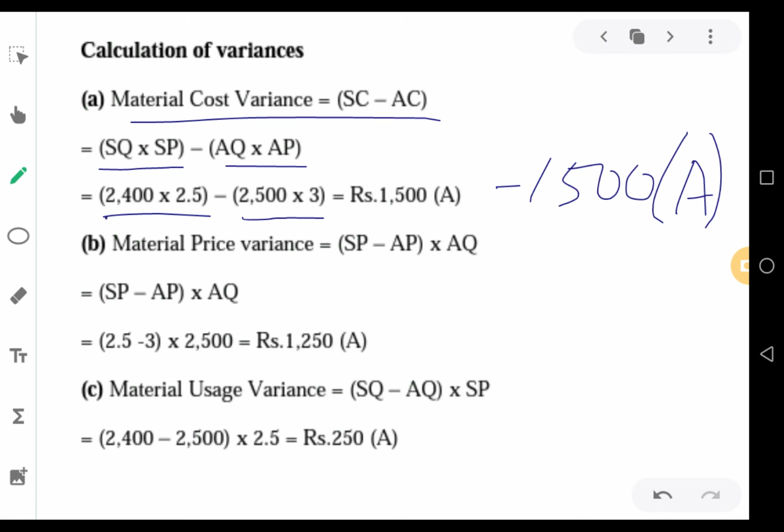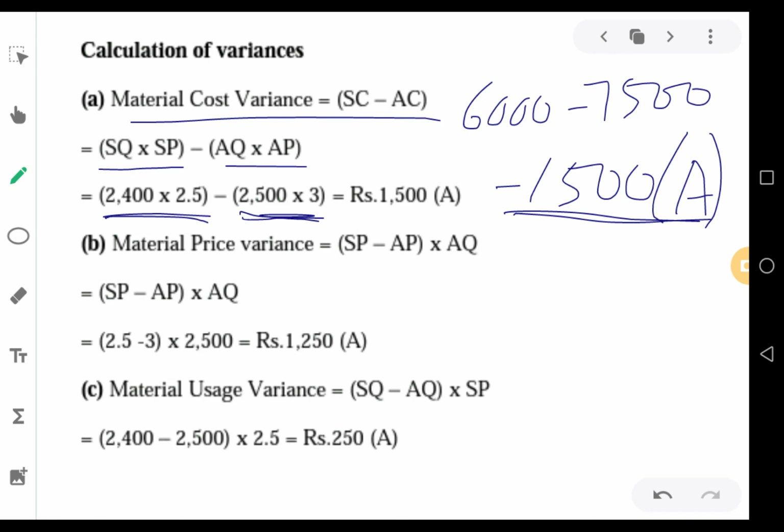Here the standard quantity into standard price, that is 2400 into 2.5, you should be getting 6000 rupees, minus 2500 into 3, that should be 7500. So 6000 minus 7500, the answer should be minus 1500. So material cost variance is minus 1500, unfavorable, that is adverse. Proceed to the material price variance.